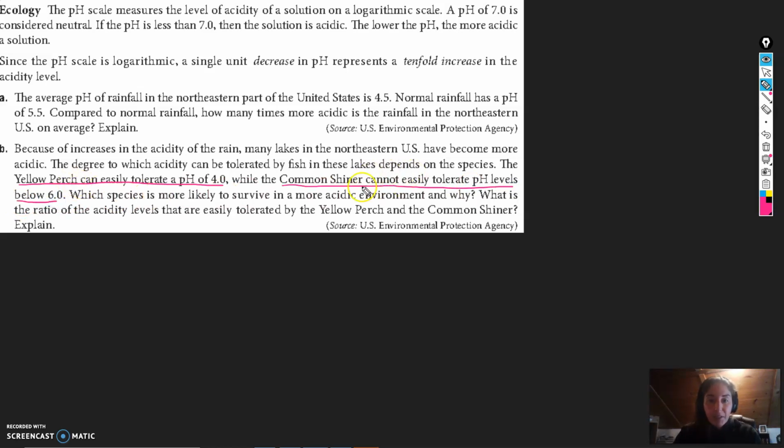So it looks like the yellow perch and the common shiner probably can't both exist in the same acidic waters, because one of them is going to have a problem. Which species is more likely to survive in a more acidic environment and why? Well, that would be the yellow perch, because it can tolerate up to 4.0 pH, which is more acidic.